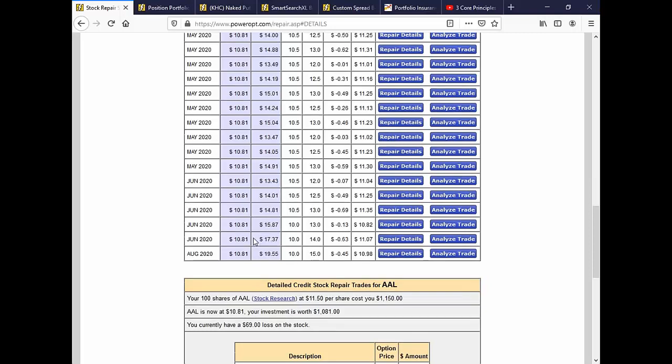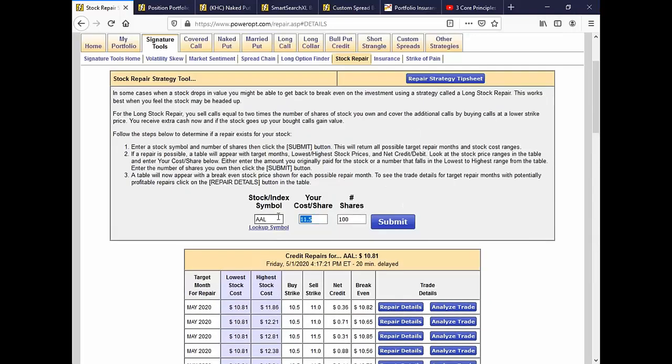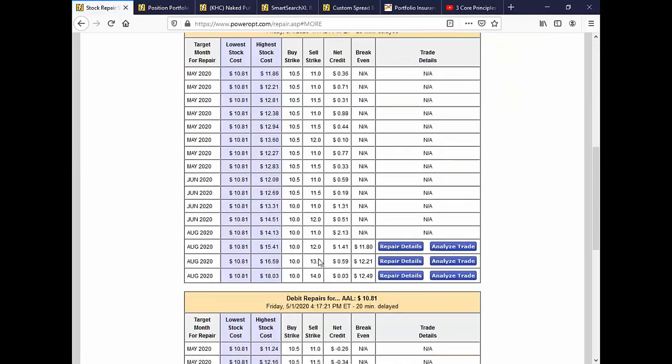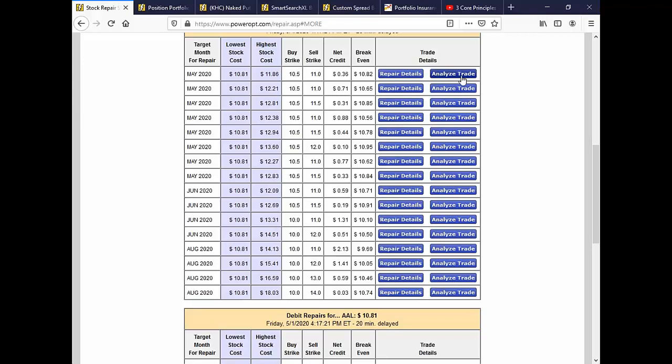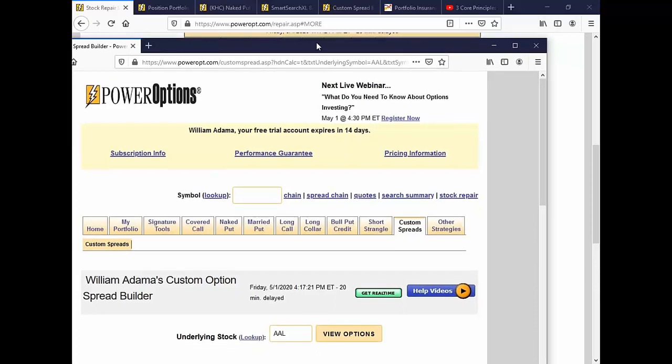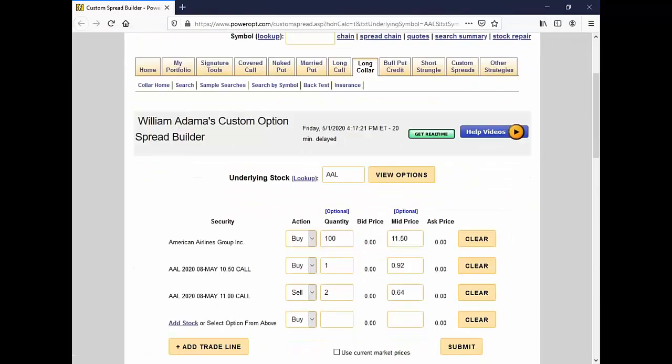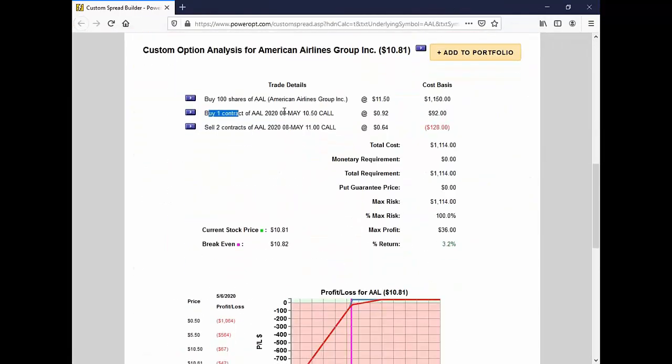If your cost basis is higher, say at $15, after premium generated from your other naked put trades and then getting put the stock, you still might see some repairs, but they're going to be further out in time. But again, let's go back to the 11.50. I'm sorry, let's go back to that. What does it look like? Well, again, now I'll go to Analyze Trade here. There we go. I'm going to buy one 10.50, sell two 11s.